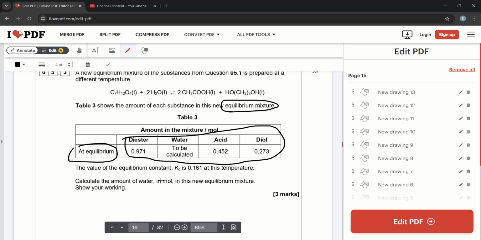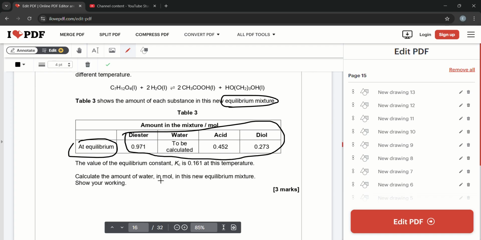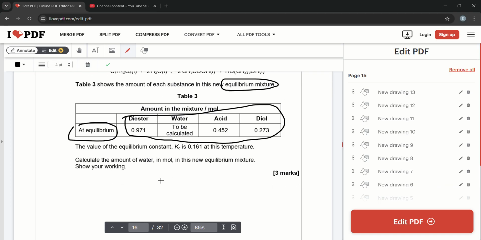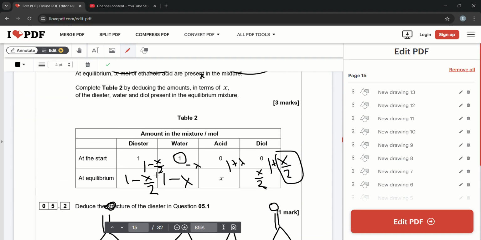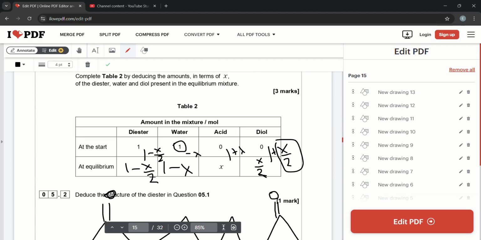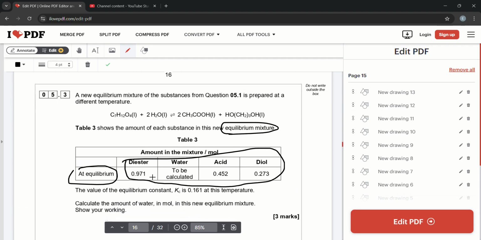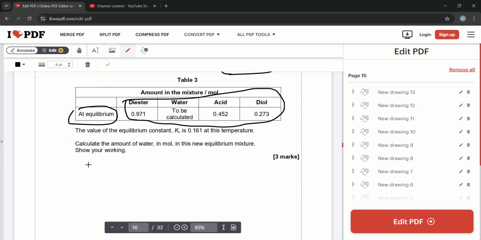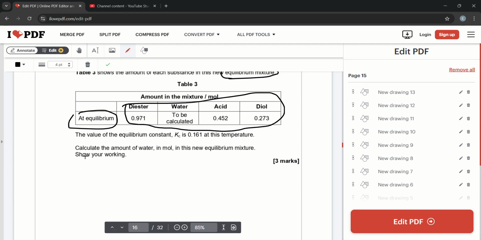So the first time I attempted this question, I was like, okay, if we want to try and find out moles, well, moles is equal to concentration times volume, so we want the concentration. Concentration is moles divided by volume. So where's the volume? Well, we're not given it in the question. In fact, we don't need it. So we know Kc, so let's construct the expression for Kc.